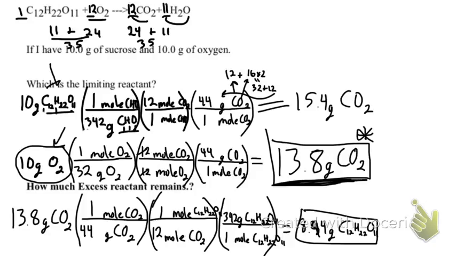So the way we figure out how much we have left over is we take this number and subtract it from how much sucrose we started with. So we started with 10 grams of sucrose. From that 10 grams of sucrose, we'll subtract 8.94, and we will get 1.06 grams of sucrose left over. So 1.06 grams of sucrose remaining is our final answer.